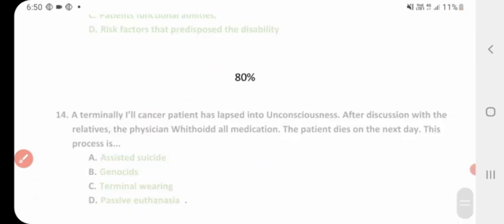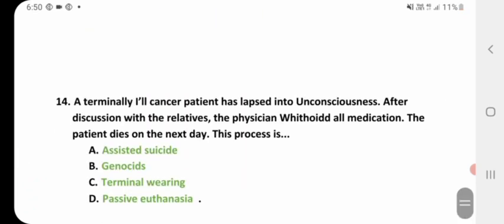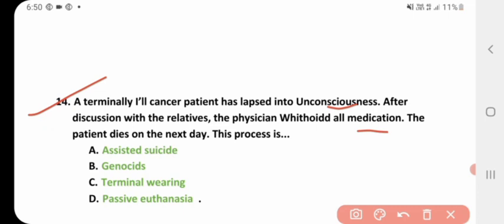Next, last question: a terminally ill cancer patient has lapsed into unconsciousness. After discussion with the relatives, the physician withdrew all medication. The patient dies on the next day. This process is assisted suicide, genocide, terminal weaning, or passive euthanasia. So after discussion with relatives, the physician withdrew all medication, and the patient died the next day. This is passive euthanasia. Option D is the right answer.